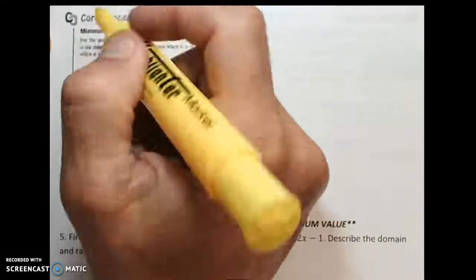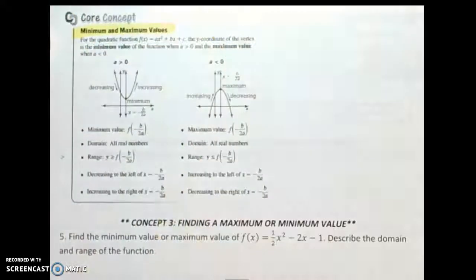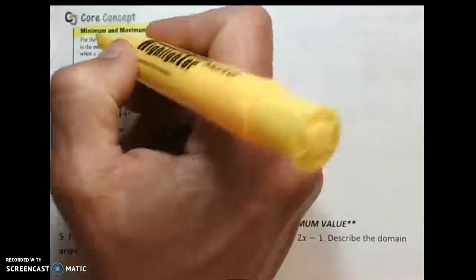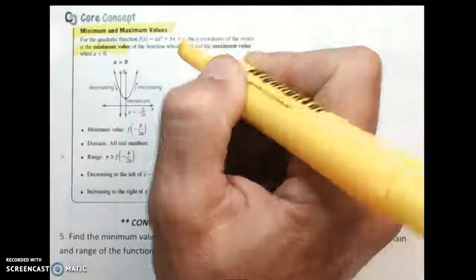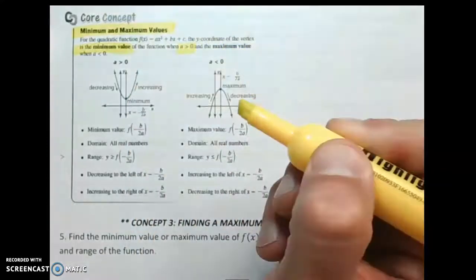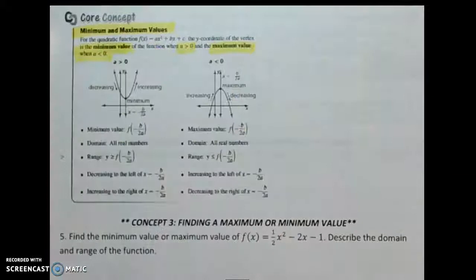Okay, we have maximum and minimum values. For the quadratic f of x equals ax squared plus bx plus c, the y-coordinate of the vertex is the maximum or minimum value. It's the minimum value when a is greater than 0, and it would be the maximum value when a is less than 0.